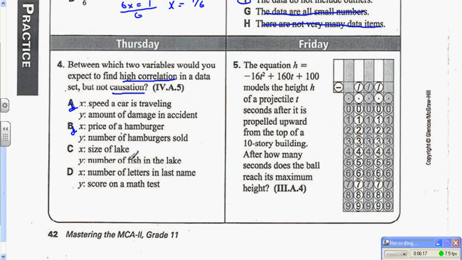Size of a lake and the number of fish in the lake. Well, one would think that it's bigger, so therefore more fish, but it's probably not guaranteed. There's some big lakes that have very low fish count, low fish population, and some very small lakes that have some great big population of fish, but it doesn't seem to cause one or the other. So this one is going to be a problem.